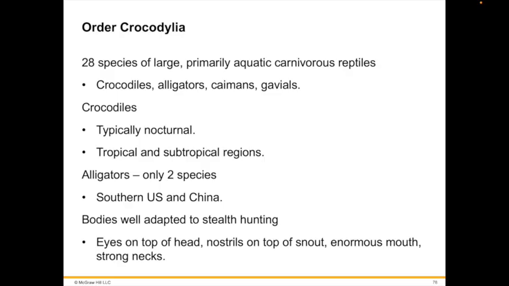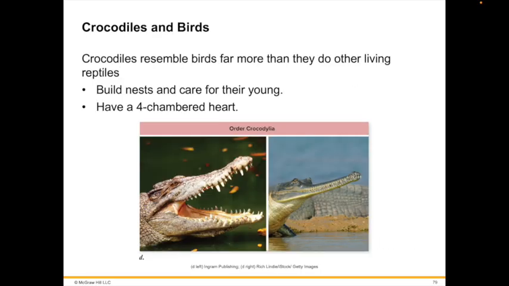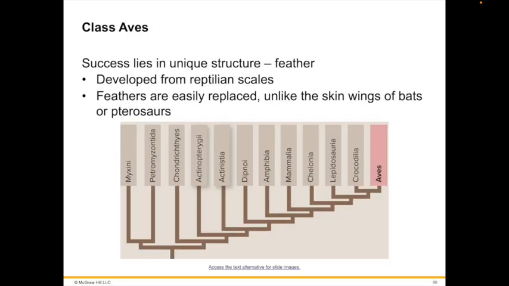So we have the order Crocodilia, which includes the crocodiles, which are typically nocturnal in tropical and subtropical regions, and then the alligators, which are only 2 species in the southern United States and China. So we have crocodiles and birds. Let us begin. Class Aves.